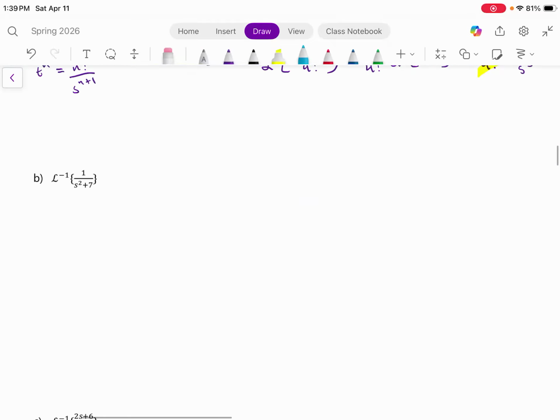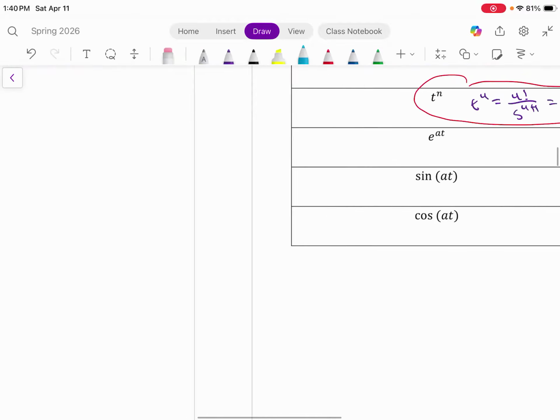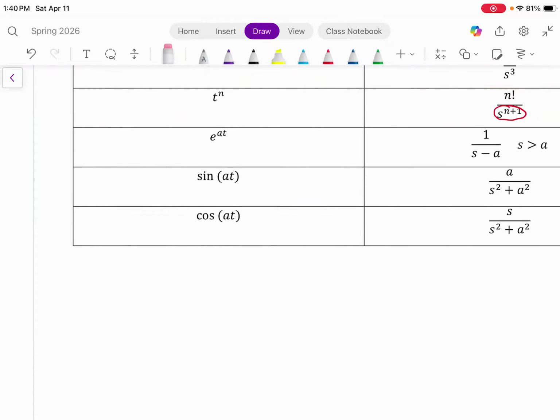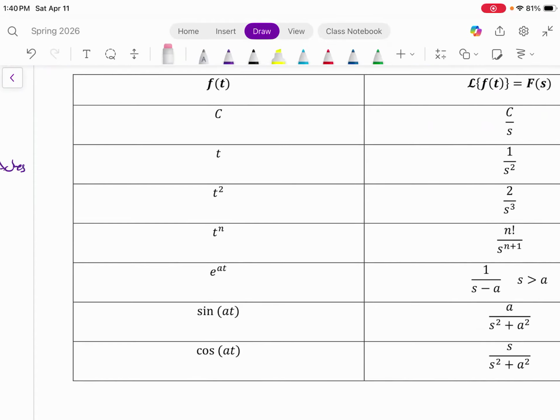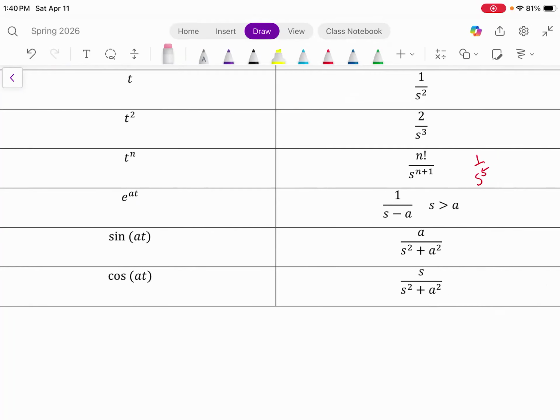Like I said, let's go ahead and try out the next one. We have the inverse Laplace transform of 1 over s squared plus 7. So what might that look like to me? Let's go to our table. Let's try to use our table. I'm going to erase this. And so, 1 over s squared plus 7.